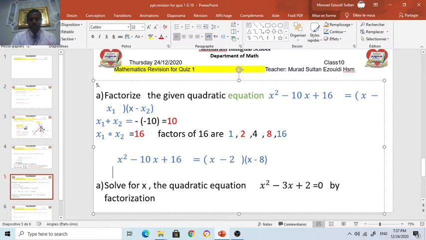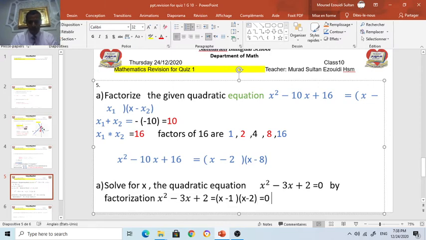Solve for x the quadratic equation x squared minus 3x plus 2 equals 0. So I will just write this. It should be equal to what? I will open my parentheses. Give me another pair of numbers that give a total of 3 and a product of 2. What do you think about x minus 1 all multiplied by x minus 2? This is done by the method of factorization.